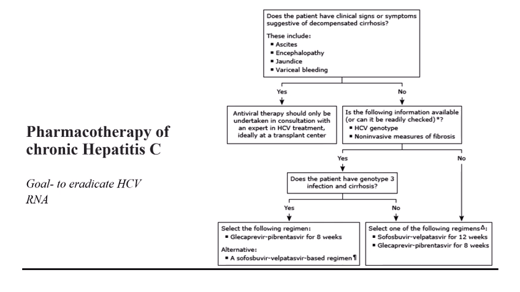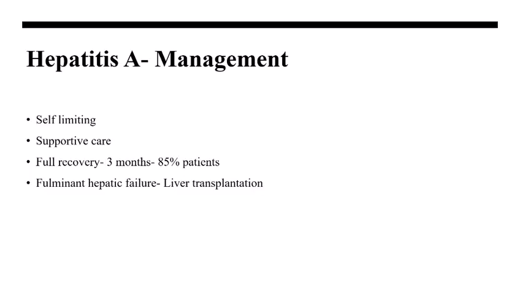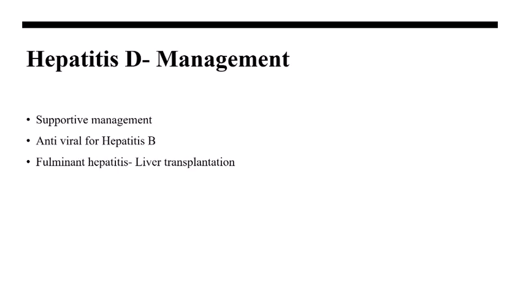Hepatitis A is a self-limiting infection and thus only needs supportive care for treatment. The patients usually fully recover within 3 months, and 85% of the patients will recover. In case they go into fulminant hepatic failure, liver transplantation is done. Hepatitis D usually coexists along with hepatitis B, and thus active treatment of hepatitis B with antivirals is necessary for eradication of hepatitis D infection. In case fulminant hepatitis is detected, liver transplantation has to be done.